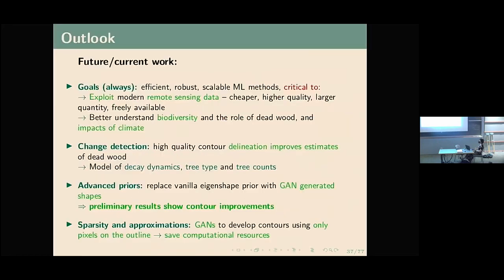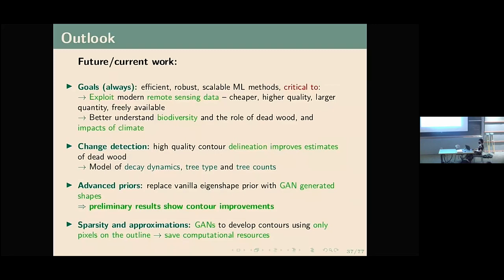As for future work, things we're working on, our goal is always to have efficient, robust, and scalable machine learning methods that are able to exploit the wealth of available high-resolution remote sensing imagery, ultimately leading to a better understanding of biodiversity and the role of dead wood and its impacts on the environment.